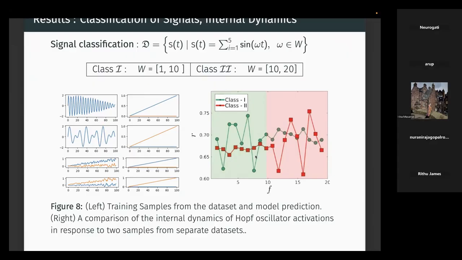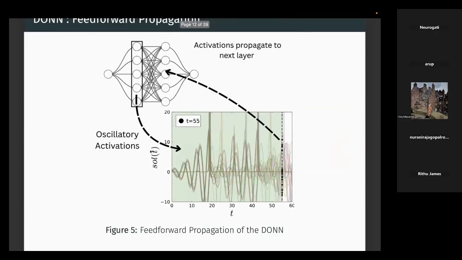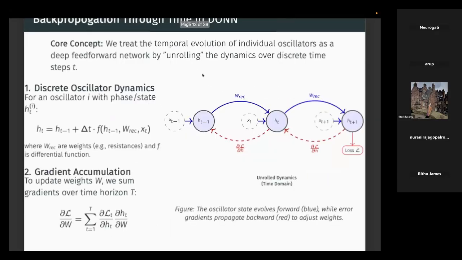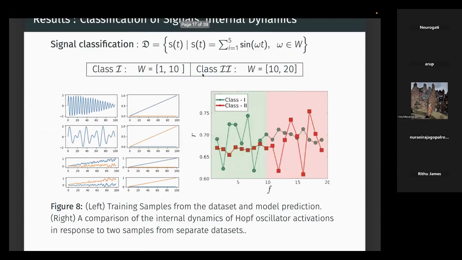But the problem with the oscillator is that the output is always going to be a time series, right? As we saw previously, the oscillator is always going to be a time series. Therefore, every output after that is going to be a time series. So what we do to classify is the following.